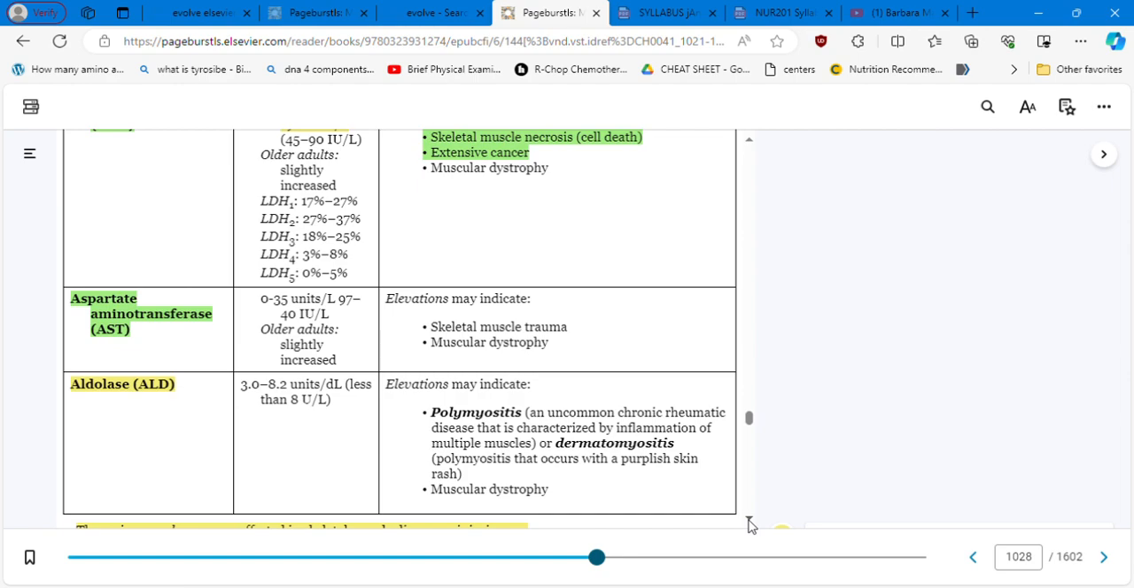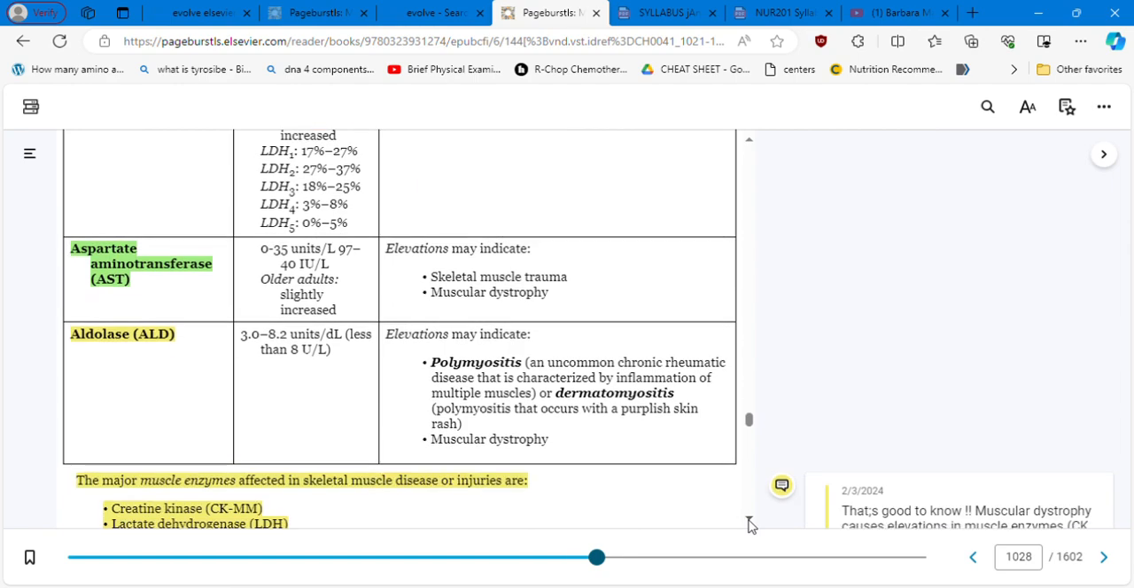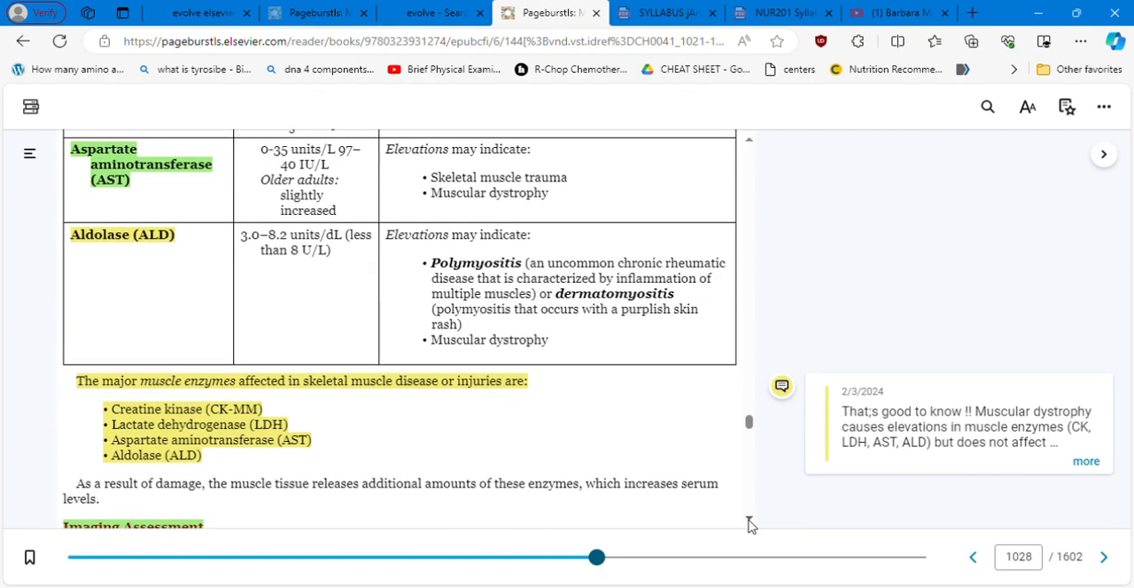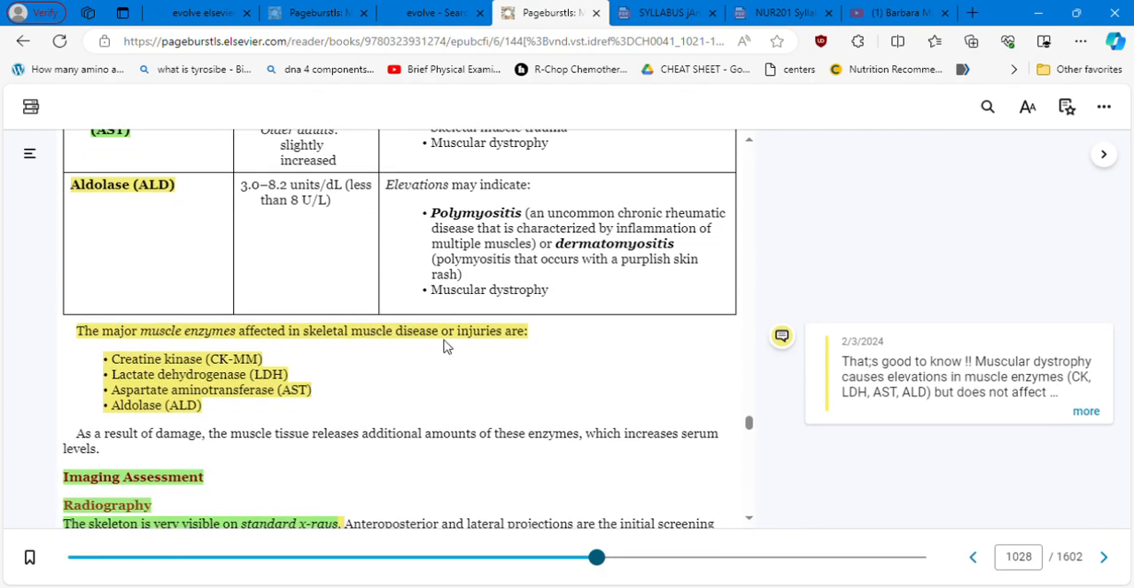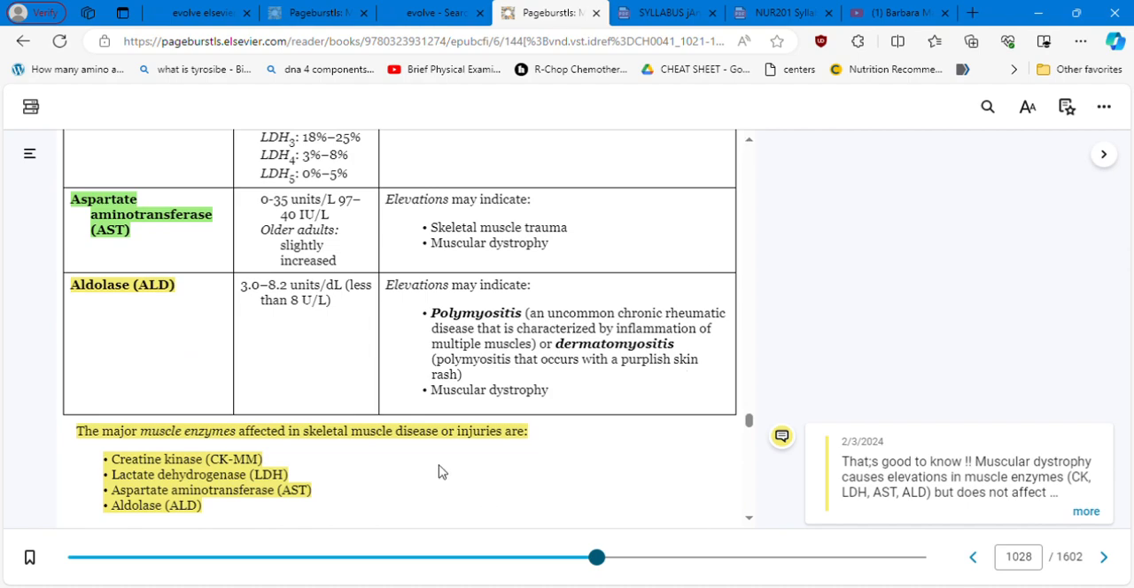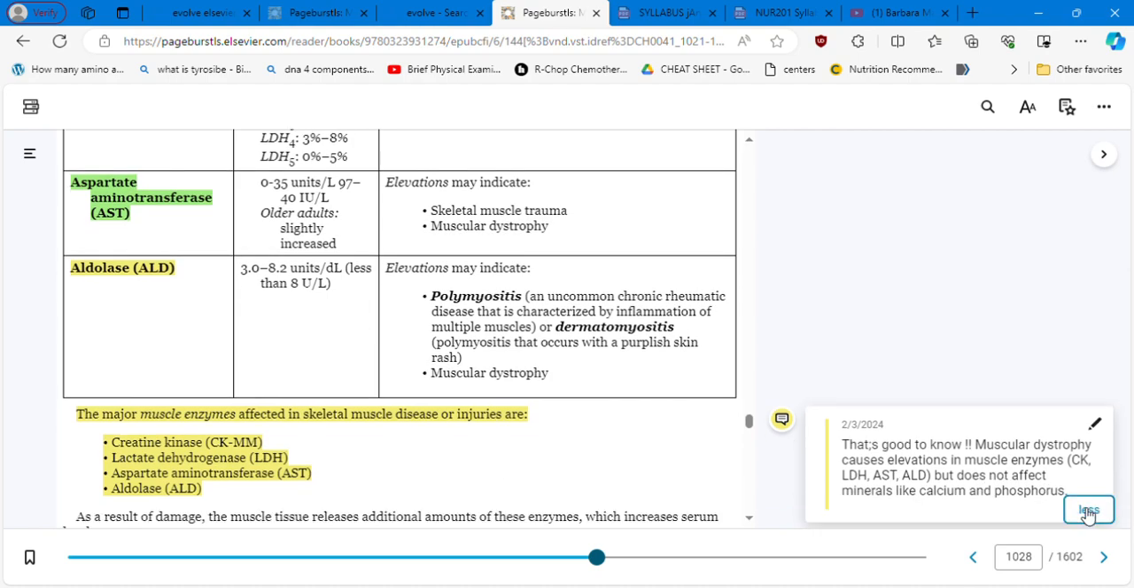Aspartate aminotransferase and aldolase, ALD. The major muscle enzymes affected in skeletal muscle disease or injuries are creatinine kinase, lactate dehydrogenase, which is your LDH, aspartate aminotransferase, AST, and aldolase. Okay, remember these four. That's good to know. Muscular atrophy causes elevation in muscle enzymes: creatinine kinase, lactate dehydrogenase, aspartate aminotransferase, and aldolase.